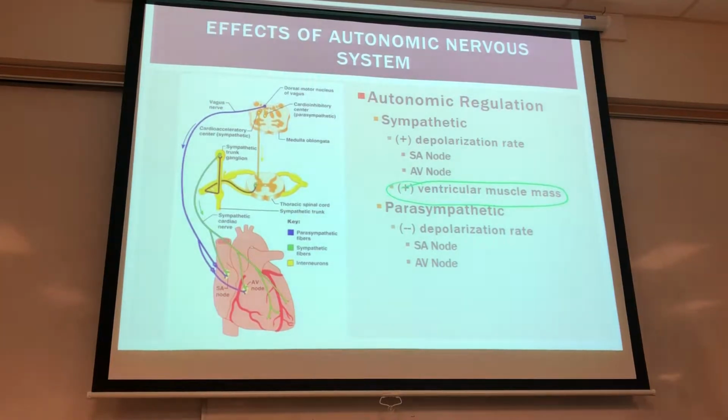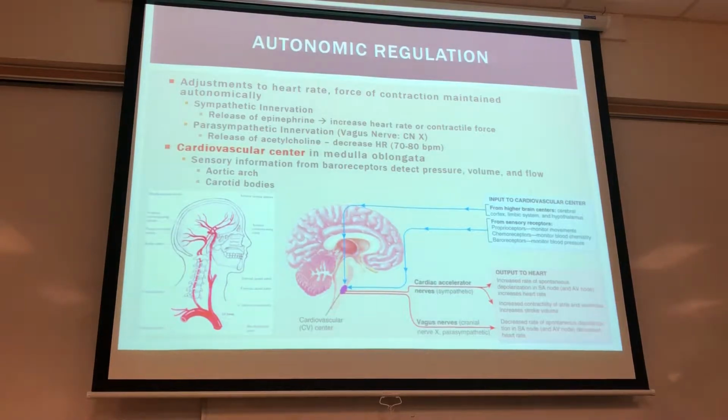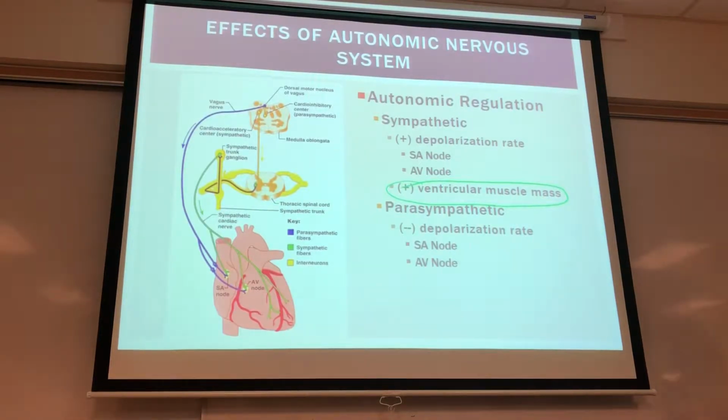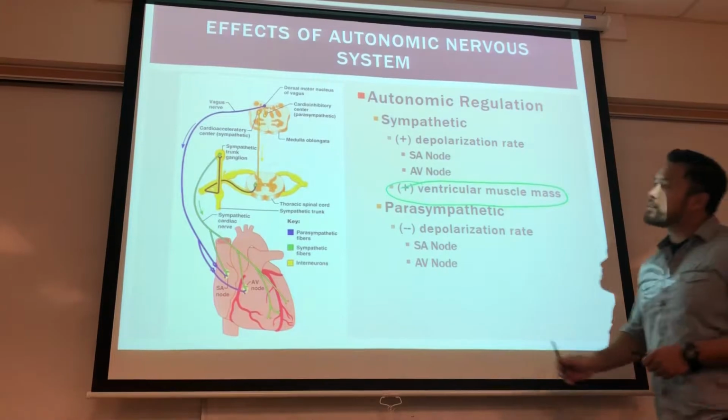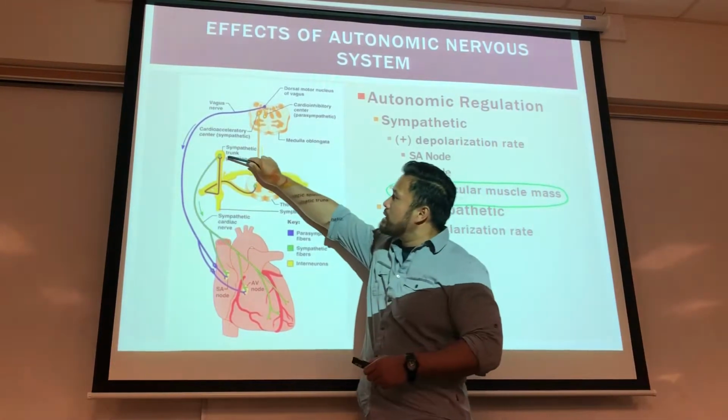So looking at all of this, let me talk about what's taking place on the next slide over. All of this, the adjustments that are taking place on the heart rate at the SA node as well as the AV node, the sympathetic pathways, is written out for you on the next slide over.